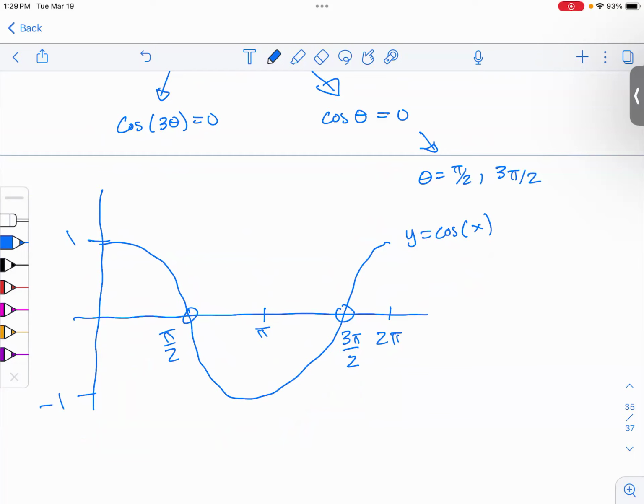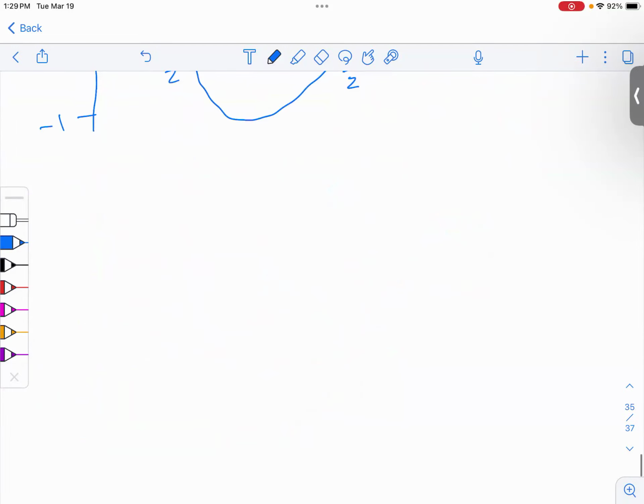This one on the left here, cosine 3 theta equals 0. Since the theta is adjusted, I need to do the 2 pi k adjustment. So 3 theta equals pi over 2 plus 2 pi k, and 3 theta equals 3 pi over 2 plus 2 pi k. So we need to adjust it.